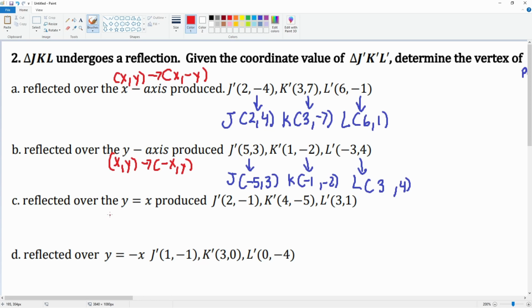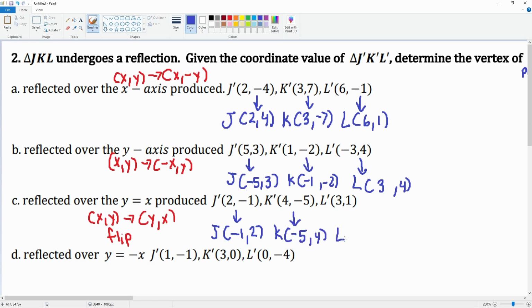C, a reflection over y equals x. Y equals x is when x comma y arrow becomes y comma x. This is when they flip. Okay, so let's take a look at the pre-image. J originally was when the negative 1 was the x and the 2 was the y. K was when it was negative 5 comma 4, everything switches. And L was when it was 1 comma 3, that's when they switched. All right.